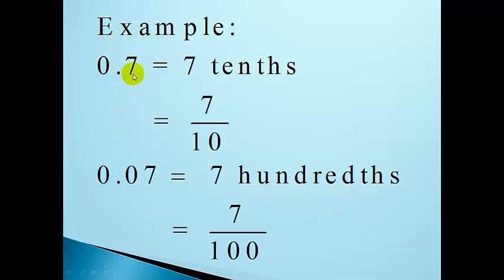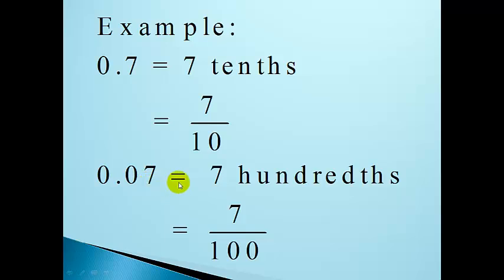Example 0.7. When we consider 0.7, the first digit we have after the decimal point is 7, and 7 is occupying the tenths position. So 0.7 is equal to 7 tenths, and 7 tenths is equal to 7 divided by 10. So in that case, we have converted 0.7 as a decimal fraction to 7 over 10.